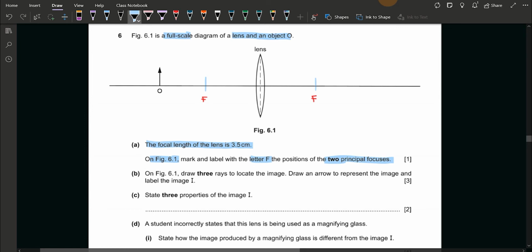Part B says on figure 6.1, draw 3 rays to locate the image. Draw an arrow to represent the image and label the image as I. So we are supposed to use 3 rays, and we can use our ruler to draw a straight line here, which is just going to pass from here, and a line which passes through the focal point. It's going to be somewhere here. This line is going to pass through the focal point.